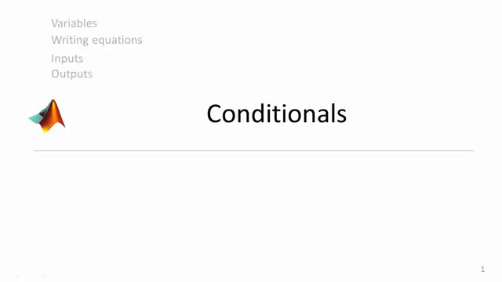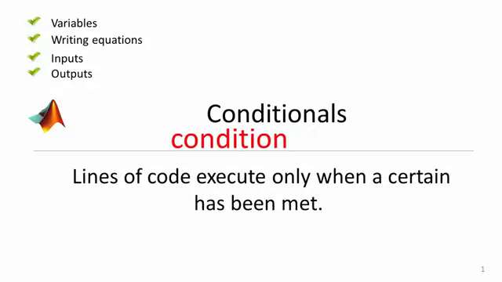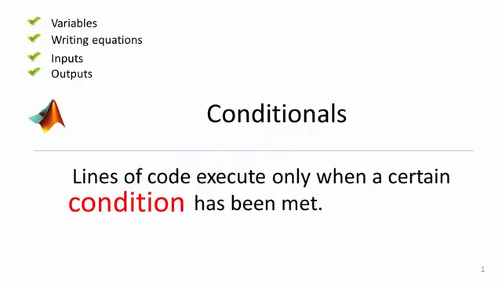Conditionals. In this tutorial, I will assume you know what a variable is, how to write equations, and how to get inputs and provide outputs to the user. Conditionals are used when lines of code execute only when a certain condition has been met. So we can skip lines of code. So far, our codes have always started at the top, ended at the bottom, and executed every single line in between. But that is not always the case.